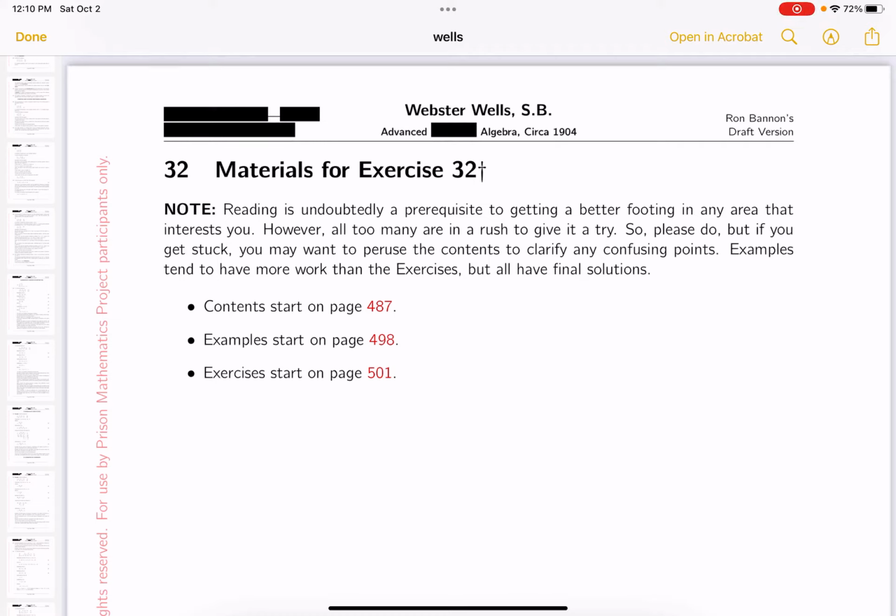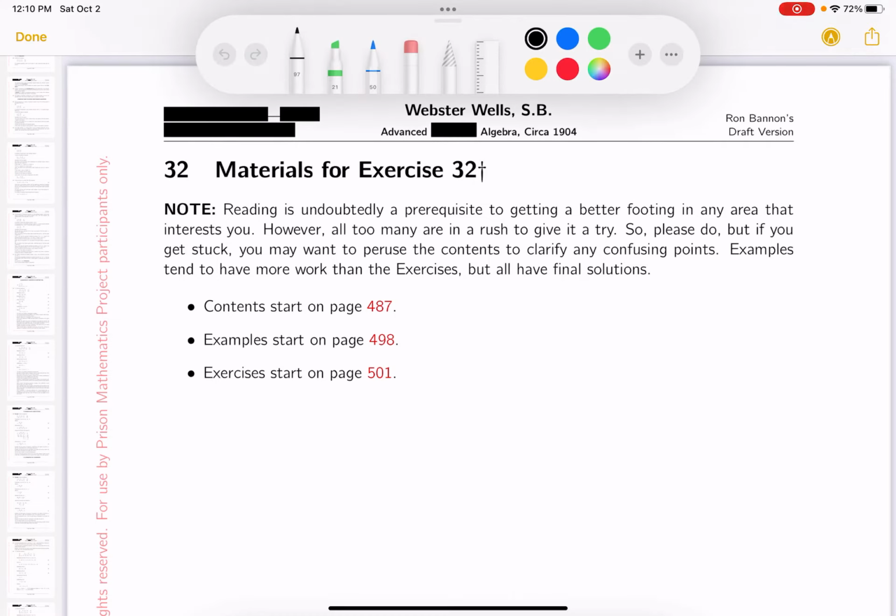Okay, we're in section 32 now. The material here, again, very consistently told. We're going to be discussing how to get to exercise 32. What you need to do is read the contents, understand the examples, and then start working the exercises.